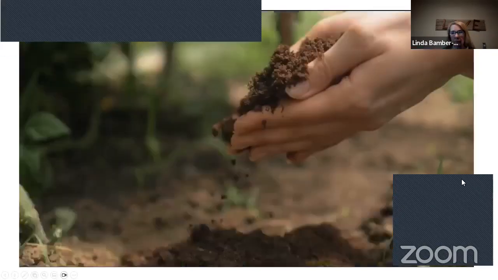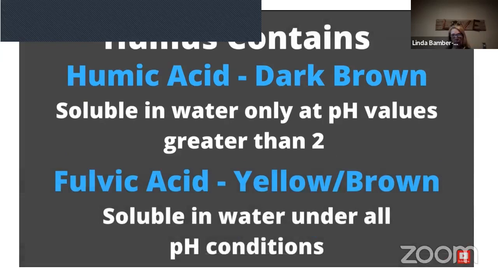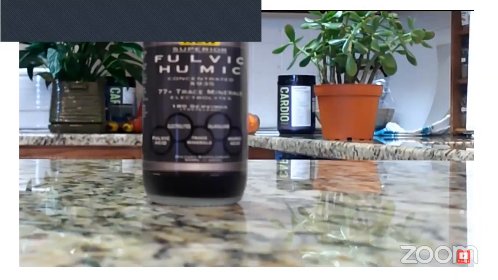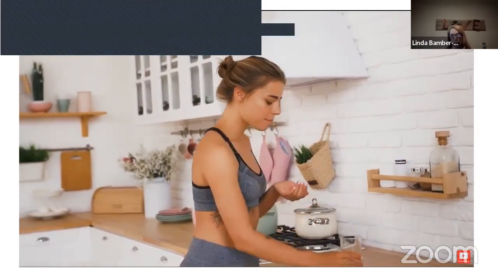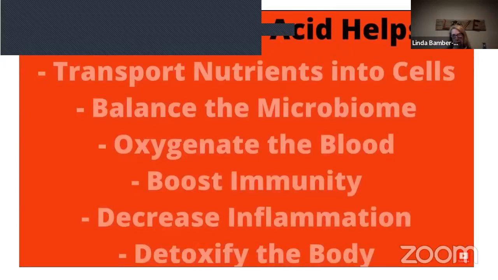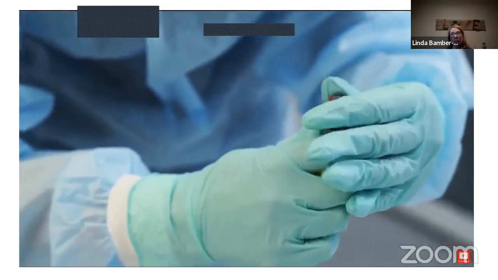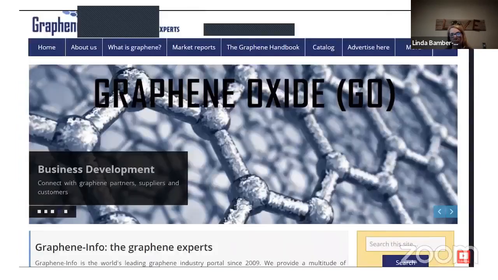fertilizers. Humic acid is closely related to another acid called fulvic acid, and although the two are technically different, they occur together in nature and are similar, and therefore the terms are used interchangeably for the most part. In addition to being a valuable component of soil, humic or fulvic acid is also used as a supplement. People take it for a variety of reasons, such as to help transport nutrients into cells, balance the microbiome, oxygenate the blood, boost immunity, quell inflammation, and detoxify the body. Aware of humic acid's amazing ability to assist in detoxification, researchers from China decided to test how effective it was at reducing the environmental toxicity of a substance called graphene oxide, or GO for short.